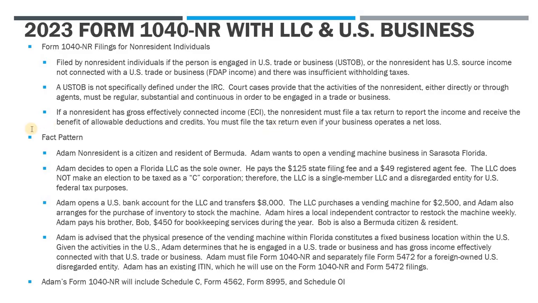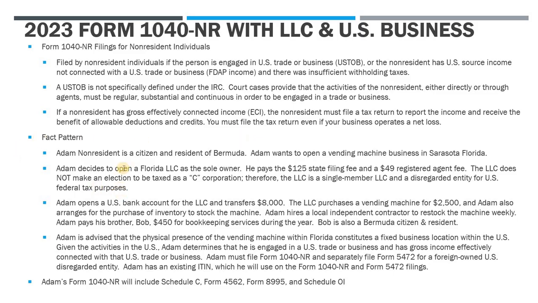Now, really important point here on gross ECI. So if you're engaged in U.S. trade or business and you have gross income that's effectively connected with that business, you have to file the return. What people often make the mistake of thinking is that, well, if my business operates at a net loss, I won't owe any tax and so I don't have to file. Not true, right? You've got to file the return if you have gross ECI. And you also have to file the return if you want to be able to claim any business deductions, right? So deductions and credits can only be claimed if you file the return. They're not kind of implied.